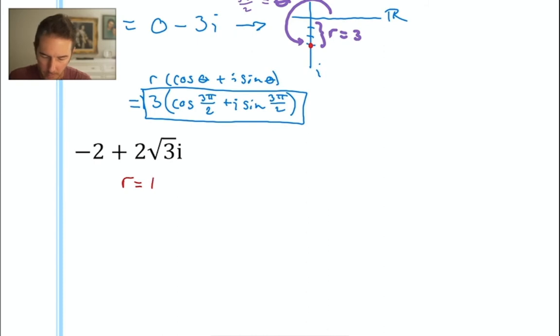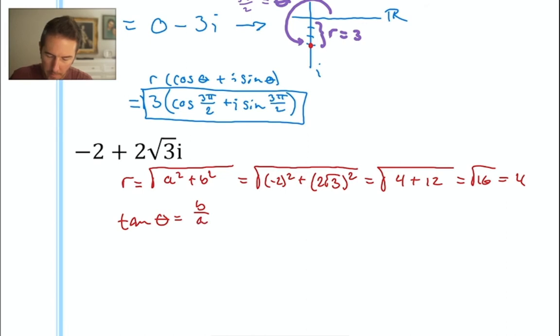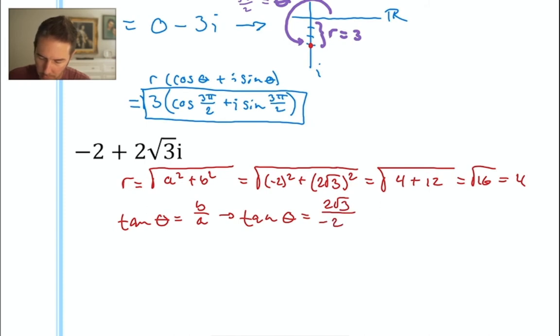R is equal to the square root of a squared plus b squared, which is equal to the square root of -2 squared plus 2 root 3 squared, which is equal to the square root of 4 plus 12, which is equal to the square root of 16, which is equal to 4. So that's our r value, and the tangent of theta is equal to b over a here. Tangent of theta is equal to 2 root 3 over -2, which, if we simplify that fraction, is equal to -√3. The 2 over the -2 turns into a -1 times the root 3.